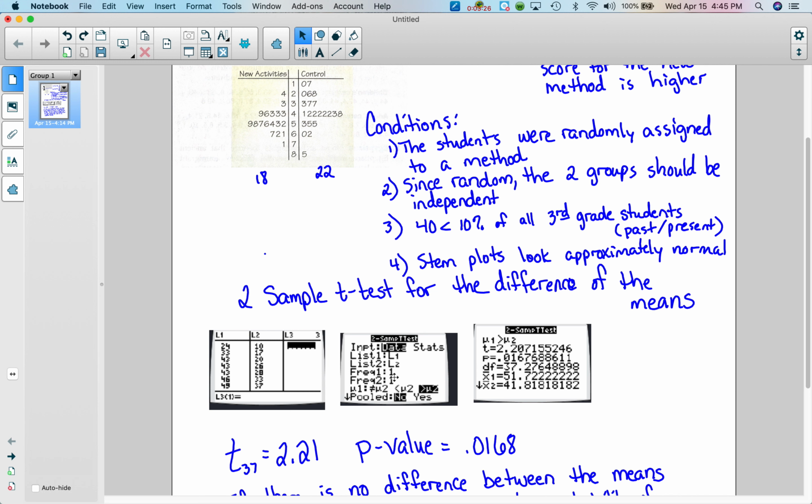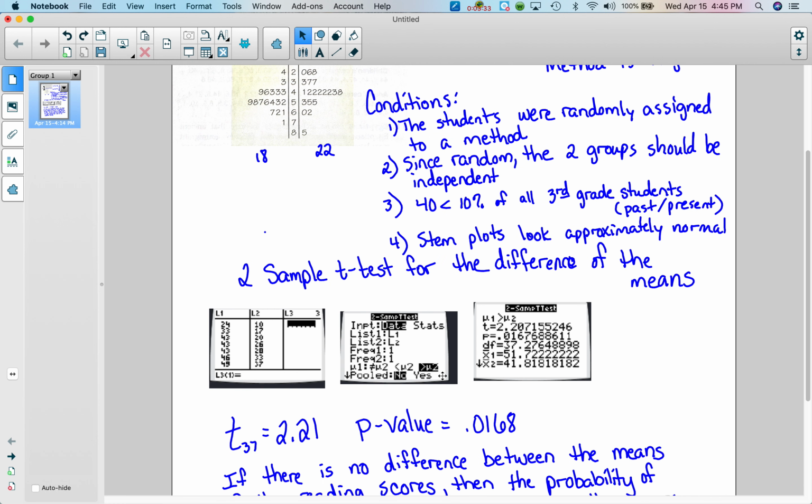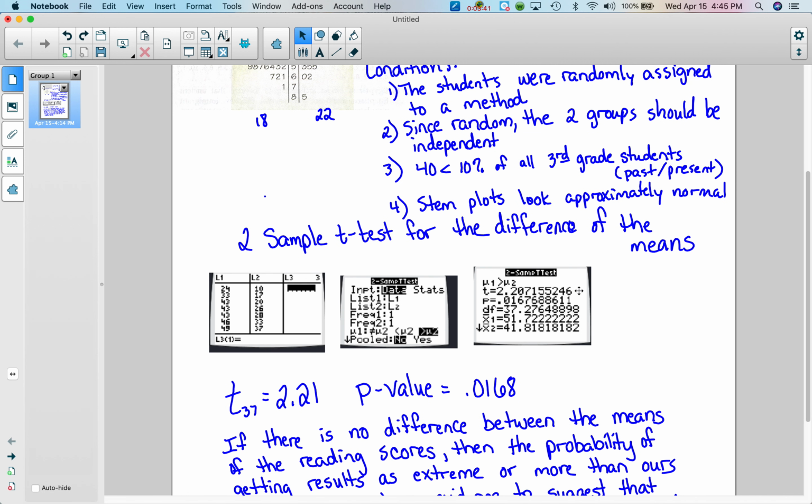The frequency lists are just 1, and that's the default. I wanted a right-tailed test because I wanted to know if it was greater than the control group. Always choose no for pooled. And then when you calculate, you get this information. What you need to write down from that, these three things right here are extremely important.